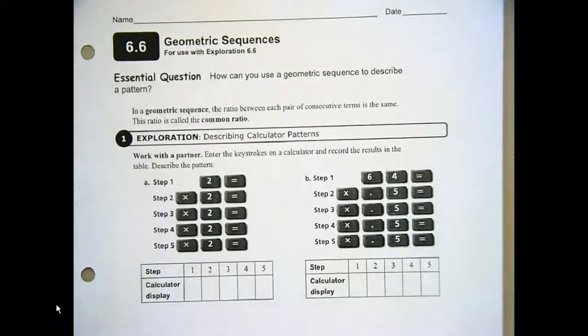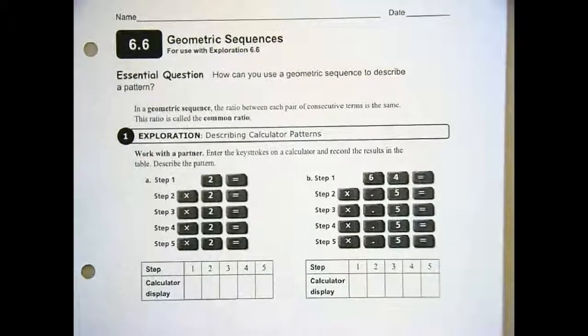Okay, today we're going to talk about geometric sequences. This is section 6.6 in your book, page 193 of your student journal. What I'd like you to do is work with a partner. I want you to go ahead and complete exploration 1 with them. Do your best. I'm going to give you about 5 minutes to go through as much of that as you can, please. Off you go.